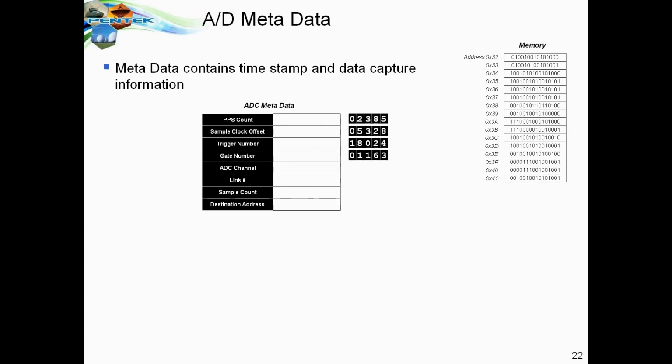We capture, at the time of a trigger, the values of each of those counters and preserve that information, including the PPS, or the pulse per second count, the offset in terms of number of clock cycles since the last PPS, the trigger number, and so forth. We preserve this information and send it out with the data delivered to system memory.